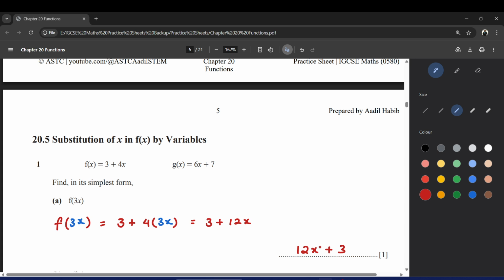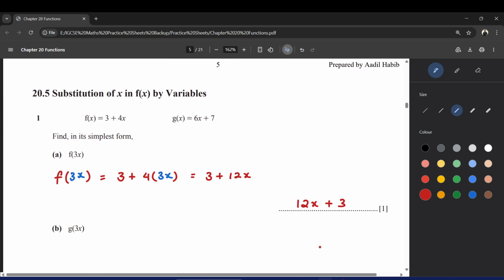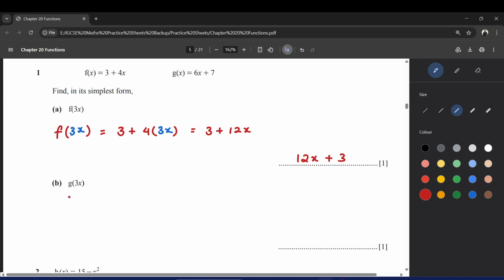All right, part B is g of 3x. So again, g of 3x would be 6 times 3x plus 7. I can write 3x over here, and 3x over here. This means 6 multiplied by 3, that is 18x plus 7.